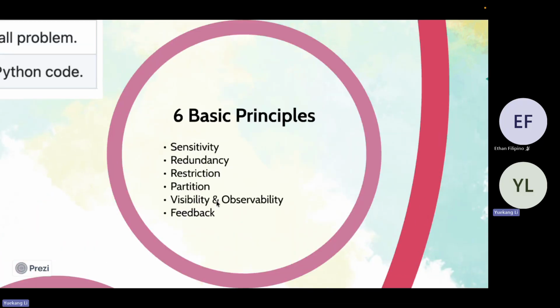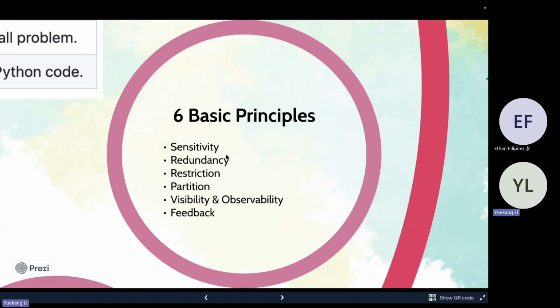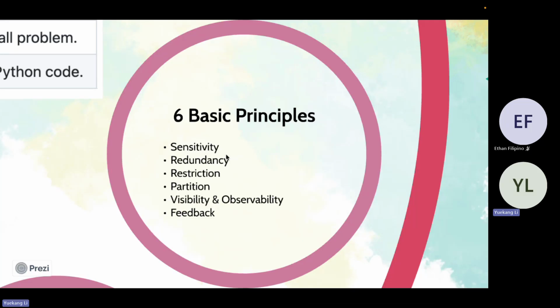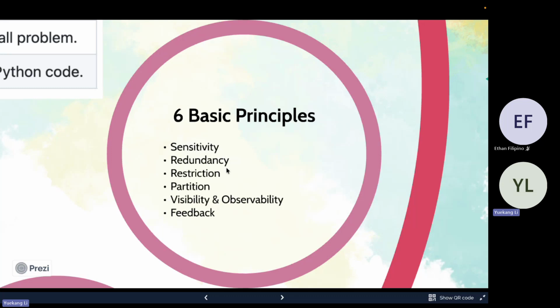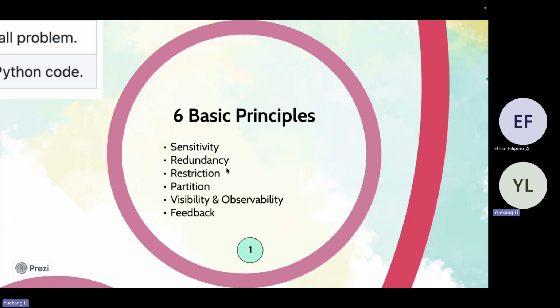Then we learned 6 basic principles for software quality assurance. We have echoed some of these principles when we learn new techniques. For example, when we learn a sanitizer, we know that it improves the sensitivity of testing. For these basic principles, you just need to know that they are there, so you don't need to memorize all of them. You just need to know that there are such things.